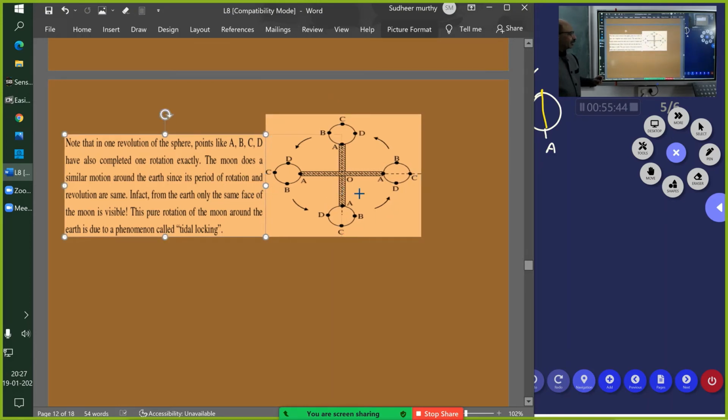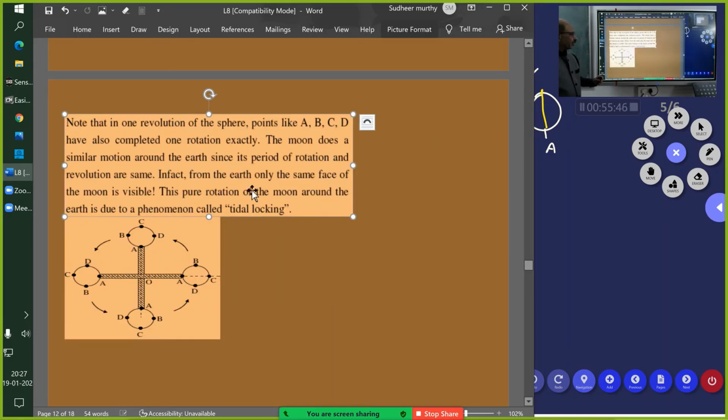Anyway, this diagram should make it very clear to all of you. In one revolution of the sphere, point ABCD has also completed one rotation exactly. The moon does a similar motion around the earth with the same speed of rotation. In fact, from the earth, only one face of the moon is seen. This is pure rotation of the moon around the earth due to the phenomenon called tidal locking.